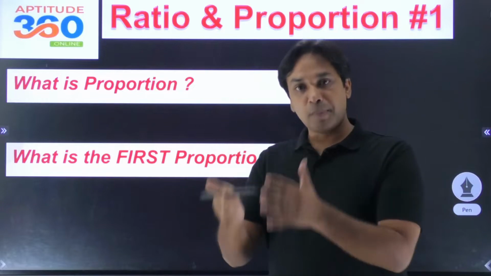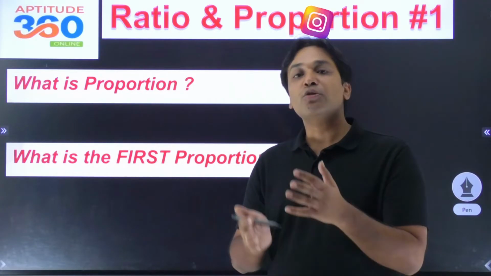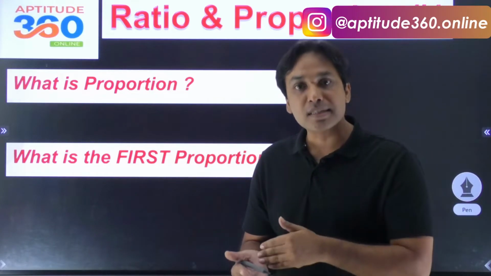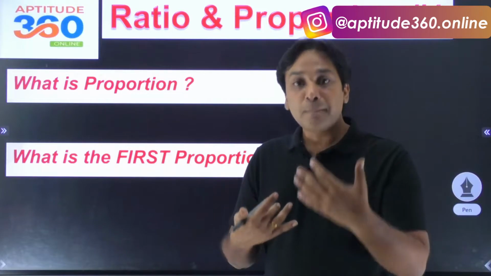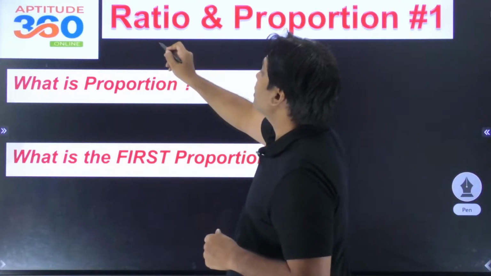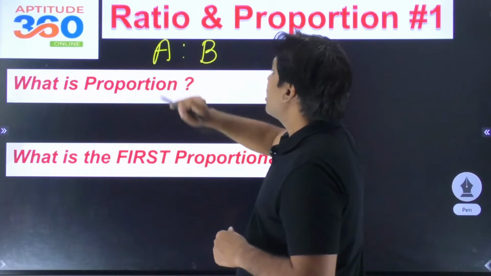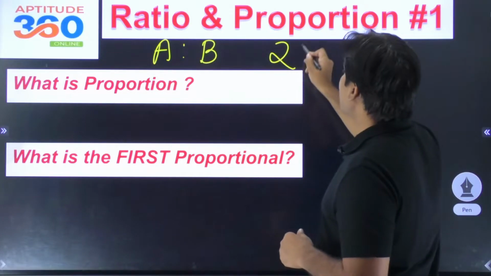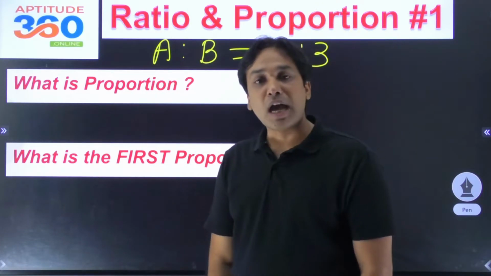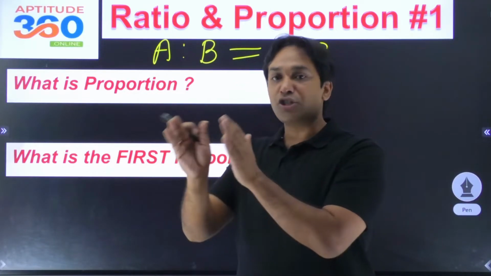Ratio is used for comparison. You can compare two or more values, and when you are comparing, probably you should be writing a is to b is given to you as 2:3. You should be writing 2x and 3x. And what is x? X being a multiplying factor. Now, what is a proportion? Proportion everyone has studied in childhood. When two ratios are equal, simple. When two ratios are equal, they are known to be proportional to each other.